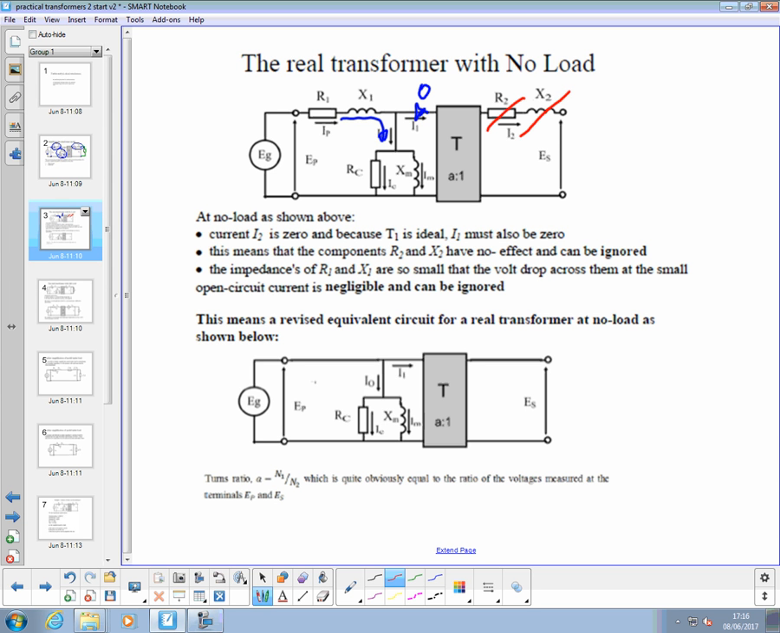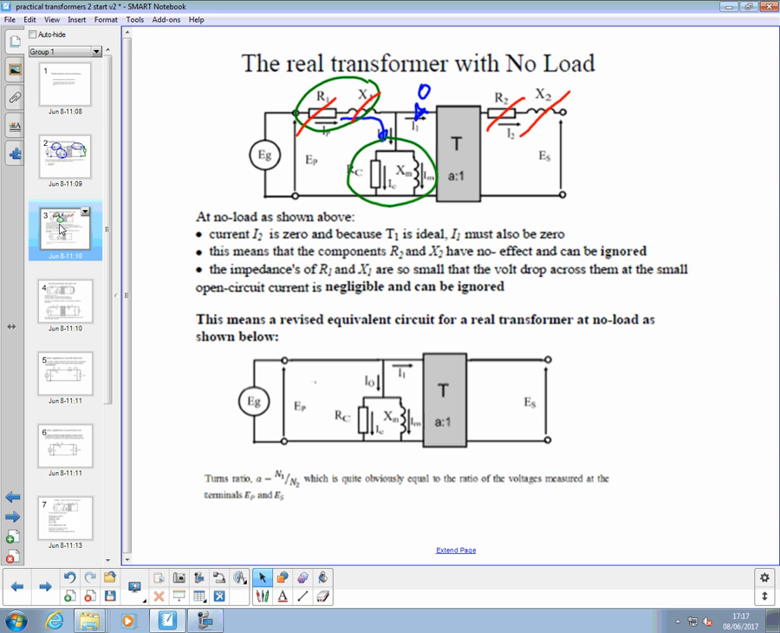The impedance of R1 and X1 is so small under this quite low current off-load condition compared to the value of these two components. So the value of these two is very small compared to the value of those two, and therefore under open circuit conditions their effect is negligible and we can ignore them. Forget about those two.